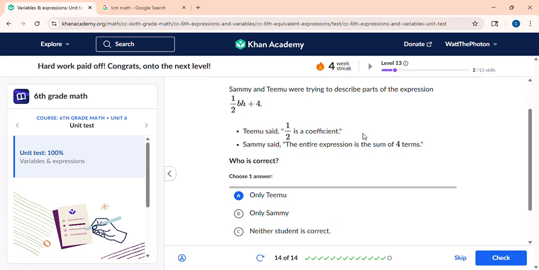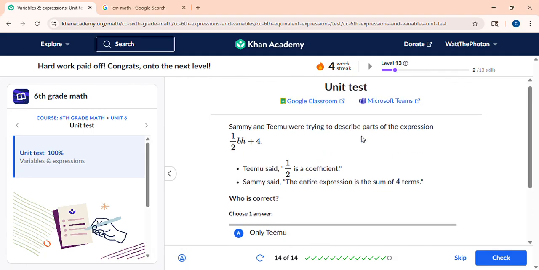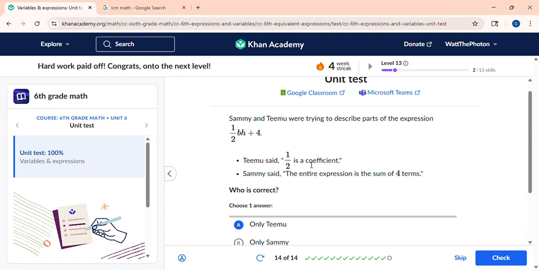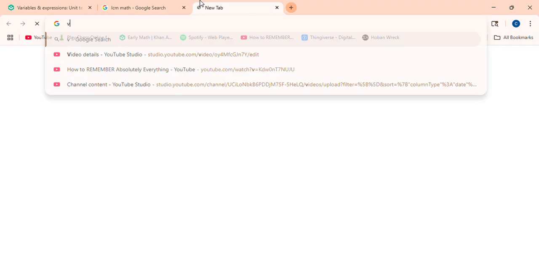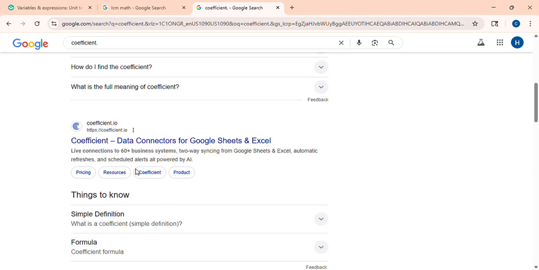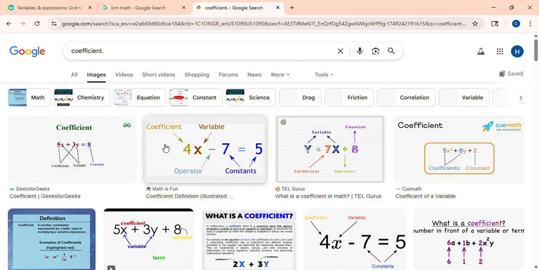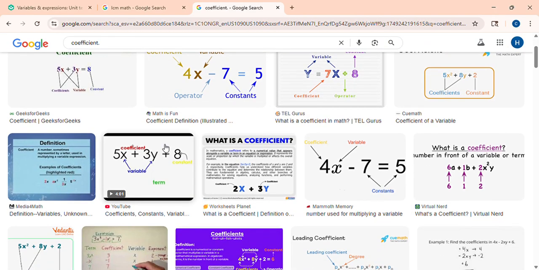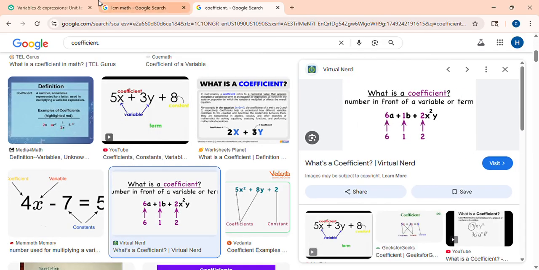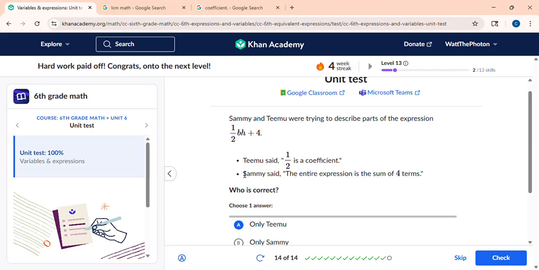It could be both or neither are correct. Search up definition of a coefficient again. It's just the number. Okay. Some people include the variable. I think I saw that once or twice.